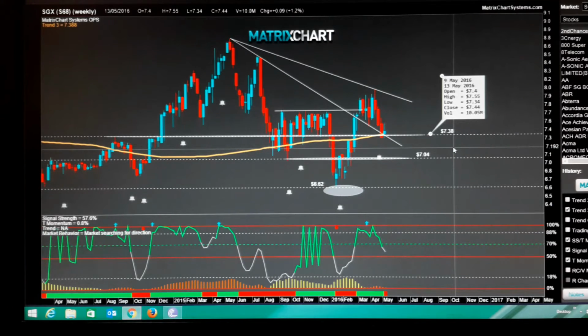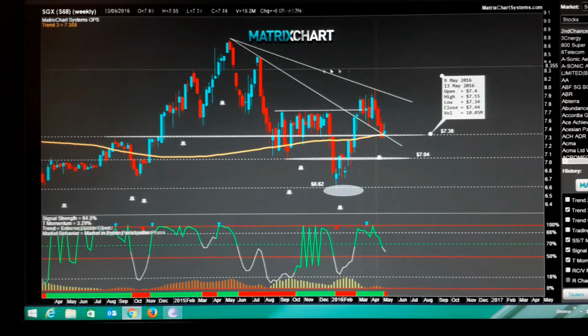In the coming 2-3 weeks, I'm expecting the candlesticks to fall to this region, $7.04. As you can see from the analyzer, the signal strength of the price action shows weakness, and I see further weakness coming to this region, 7.04.